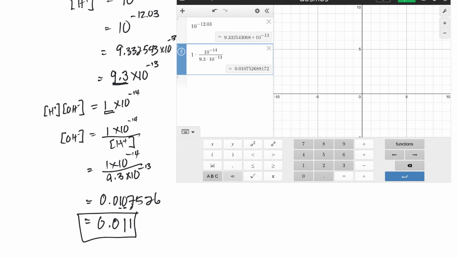All right, hopefully that helps you figuring out sig figs in a concentration to decimal places in a pH.